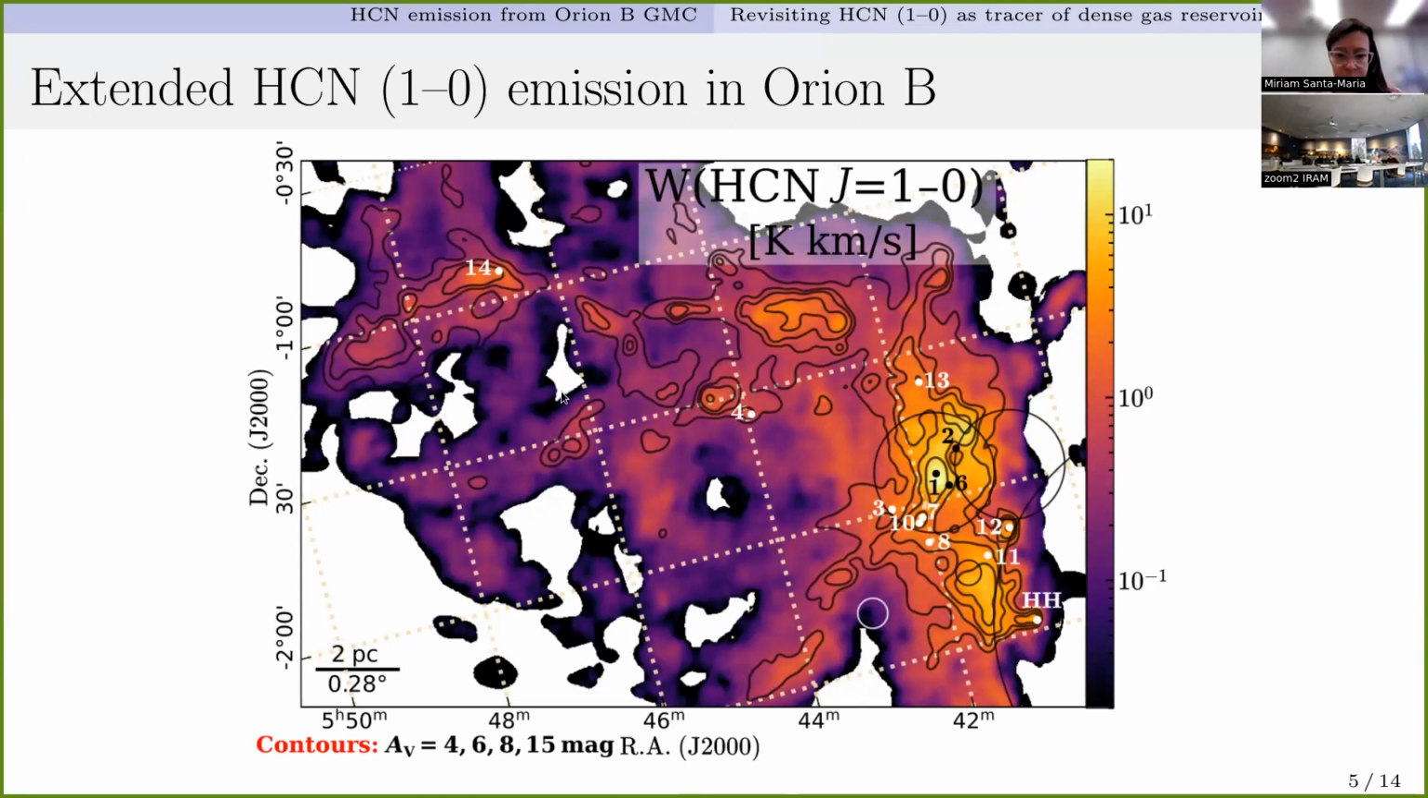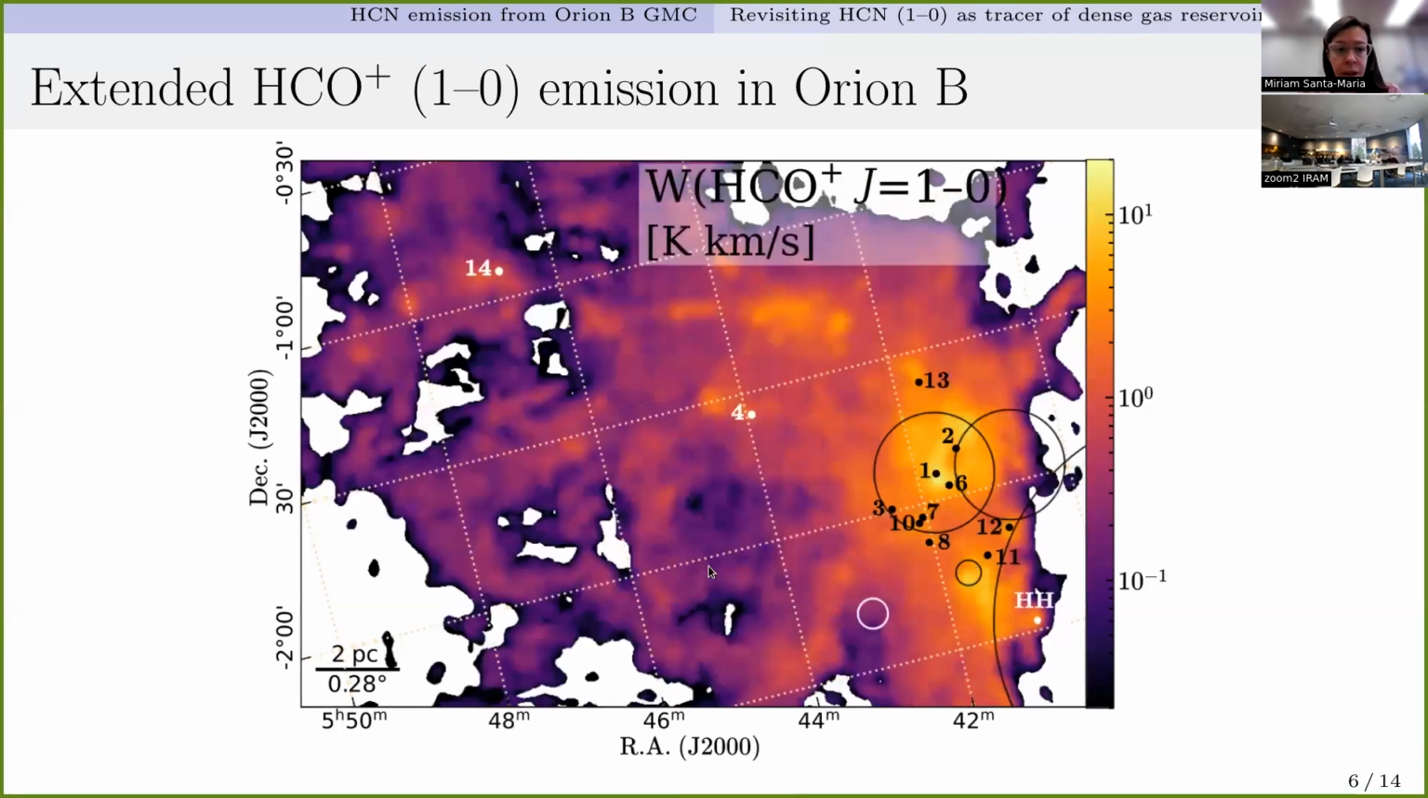Here, the contours are the visual extinction ranges, so 4, 6, 8, and 15 magnitudes. What I would like to remark here is that there's a lot of HCN emission outside the 4 magnitudes contour. Let's see what this means. This is what we're going to understand in this project.